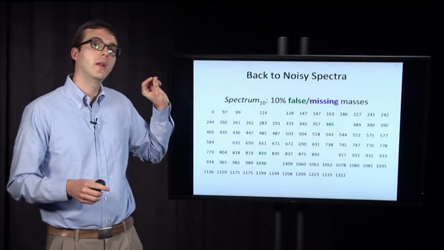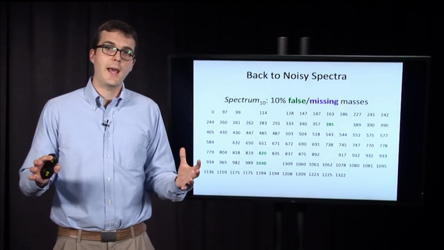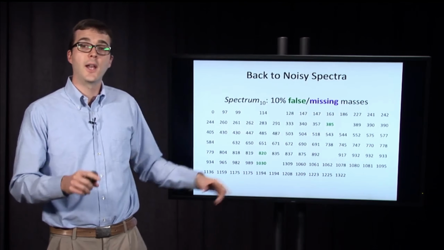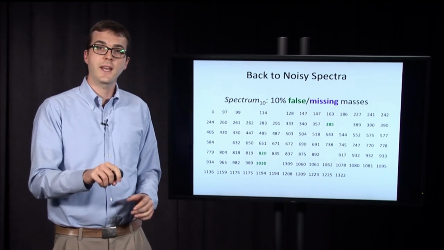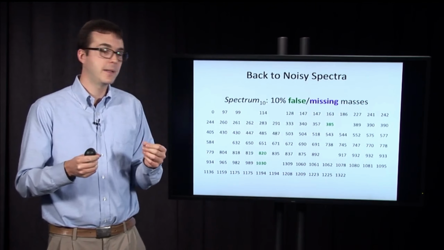Let's run our leaderboard cyclopeptide sequencing algorithm on this expanded alphabet to this spectrum 10 with 10% false and missing masses. Now remember, before, when we assumed the standard alphabet, it reconstructed the tyrosine B1 correctly.